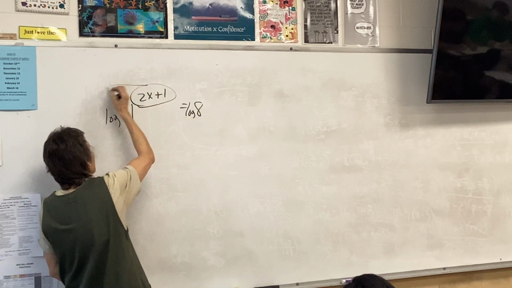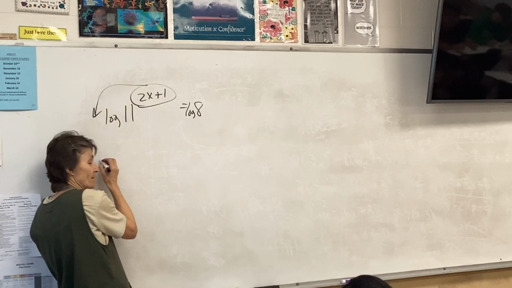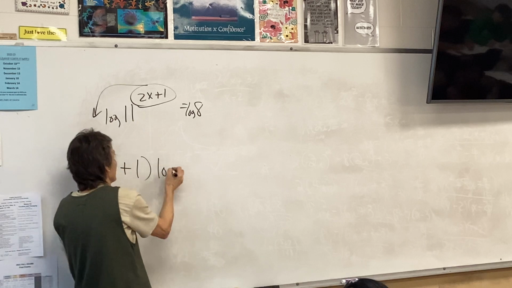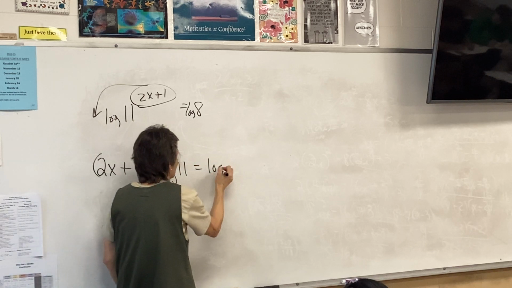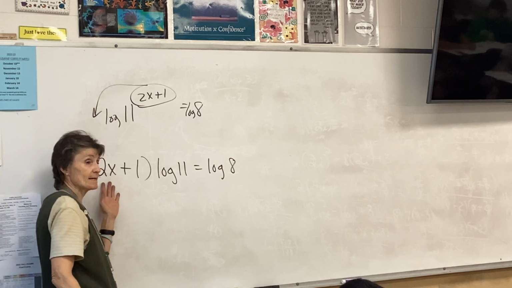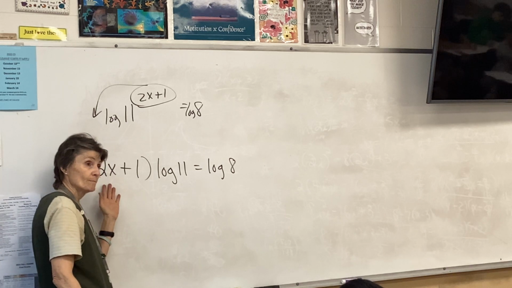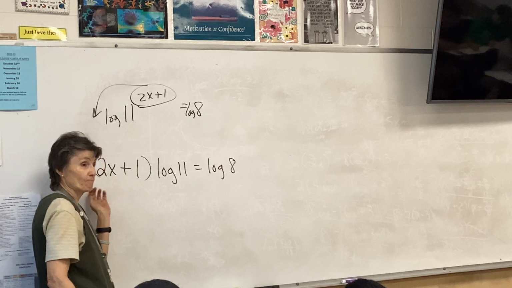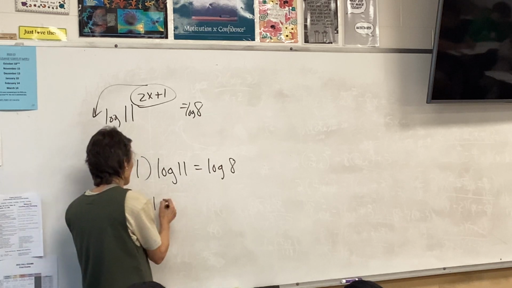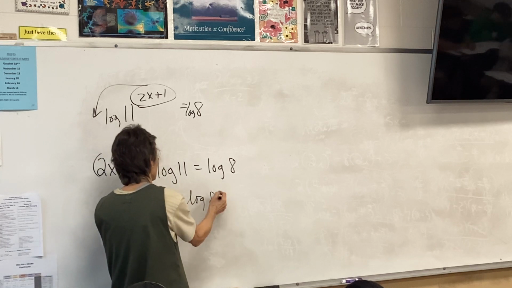Then the exponent comes out in front. Remember, that's the beauty of logarithms. That's why we like them so much. And then I can solve. I'm going to solve for x. I need to get it by itself. What do you think might be the first thing I would do? Divide by log 11. So 2x plus 1 is going to be log 8 over log 11.